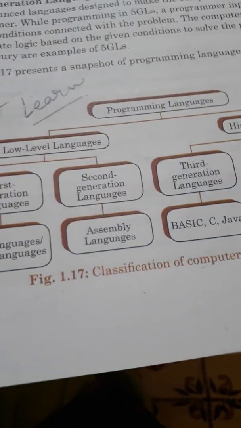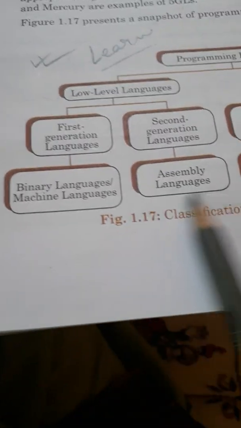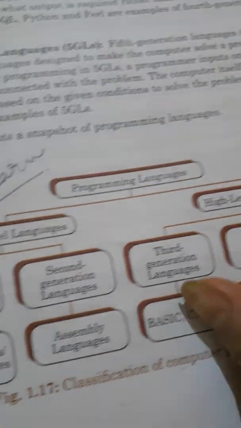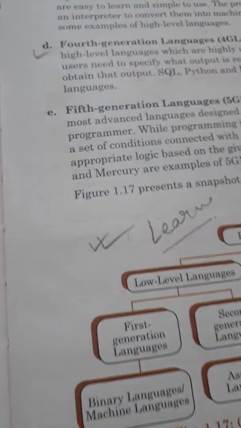This is the figure of languages: first, second, third, fourth and fifth, with their examples. Clear? Classification of the computer languages. Learn it very well. This is good to remember.